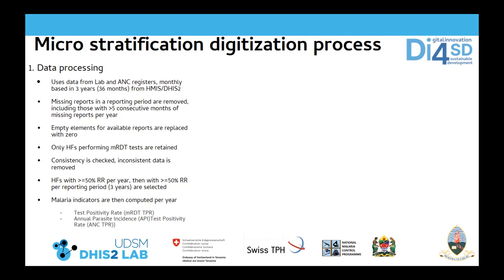Also we checked for consistency and for reporting rate in order to remove the data that may give a little bit of wrong result around the stratification. So the data that had been used, or indicators, included testing positivity rate, annual parasite index, which also uses the population data as denominator, but also the testing positivity rate from ANC.